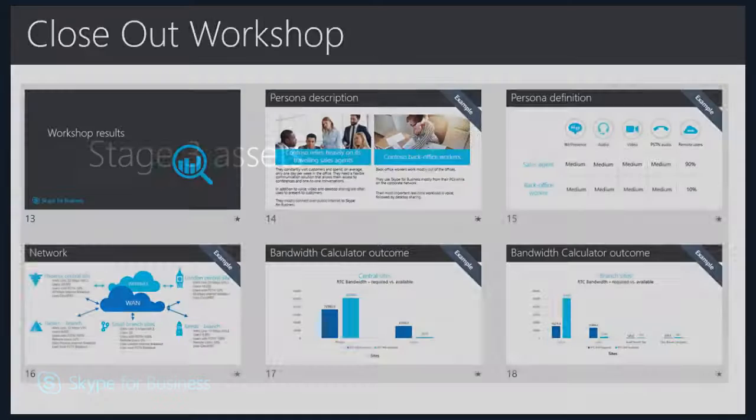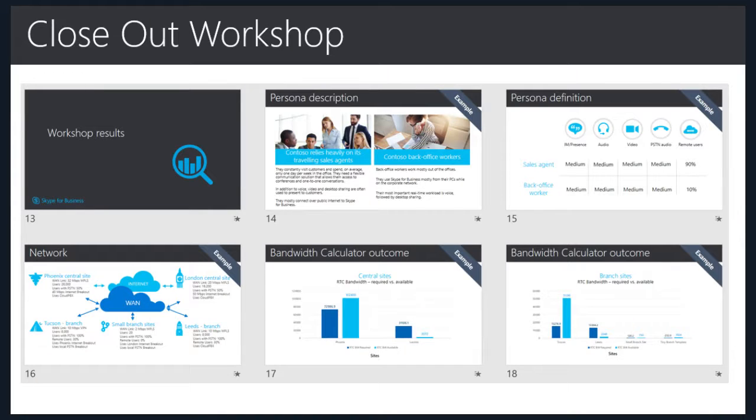So some of the assets that we'll be providing you with, the closeout workshop. As you can see, this is something you run the customer through and you'll put in the outcome from the on-site week. Like, hey, these are the personas we've established. This is how your network looks. This is the outcome for the bandwidth calculator. All those things are in this closeout workshop.